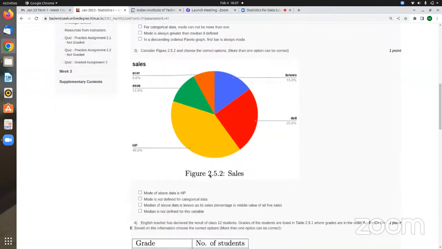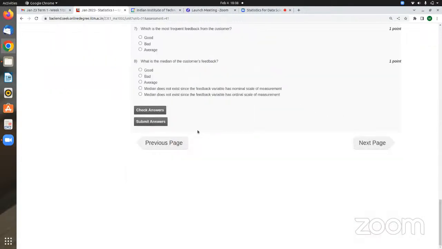Okay, question number 3 and 4. Question number 3 is based on this figure. My clarification question was, sir, option number 3 would also be an answer, right? Because it's mentioned that the median of the data is Lenovo. Median is supposed to be the middle value once we arrange the data correctly. So why isn't that an option? Okay, let's first see what the correct answer is.